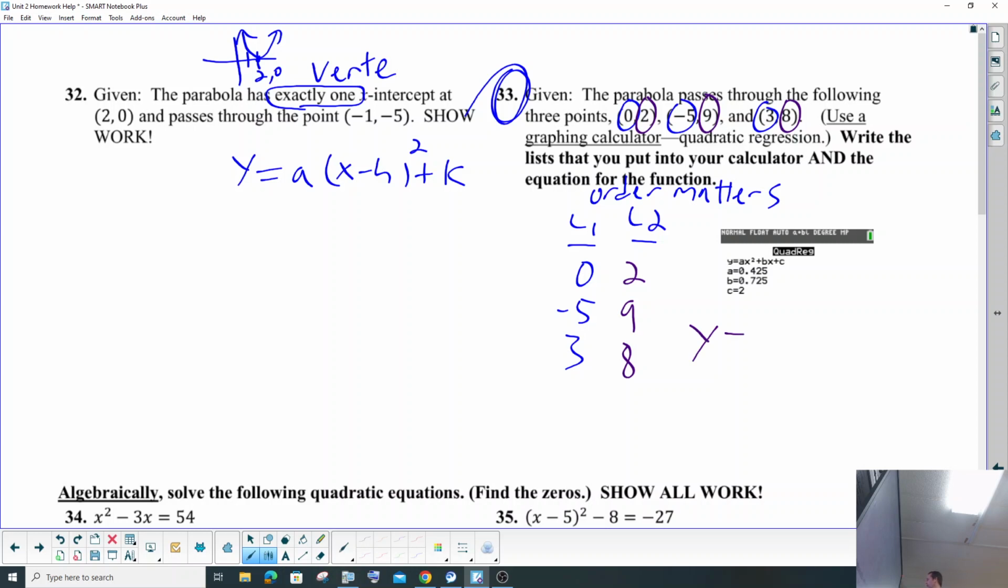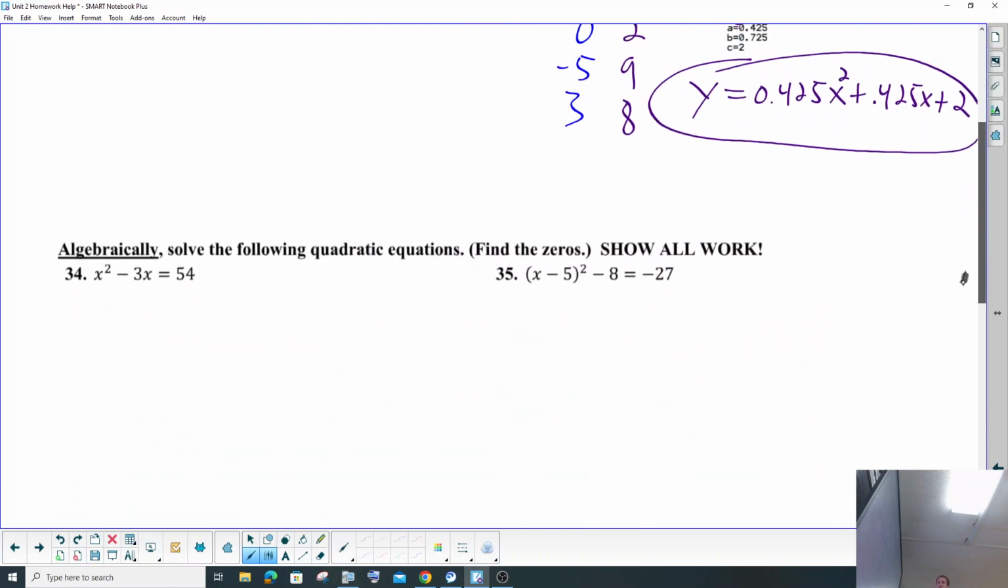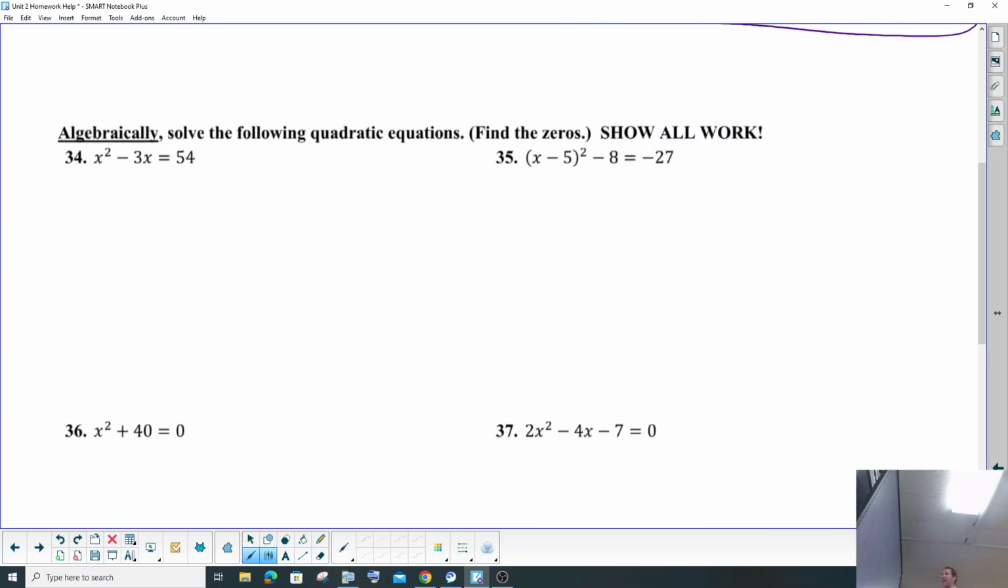So we get y equals a is 0.425, right? That's our a value. And then we do x squared plus our b value, which is 0.425x, plus our c value, which is 2. And so that is our equation. And find that equation, right? Find that equation. So these ones we learned, you're just solving by factoring, completing the square.